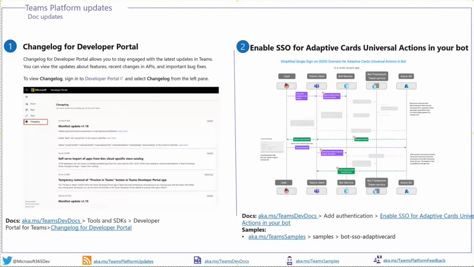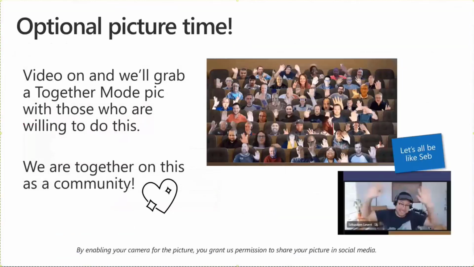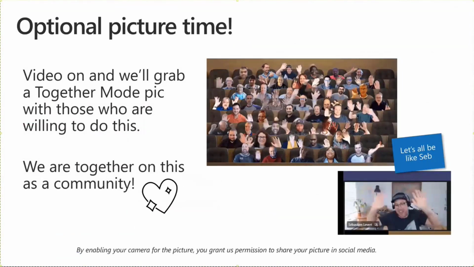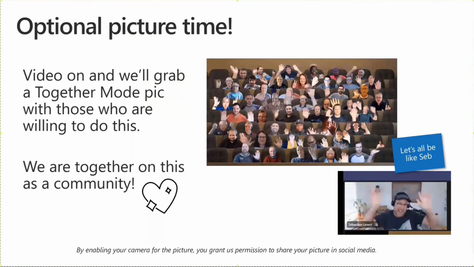Now, it's time then for Together Mode picture. So if you're willing, you can enable the camera and we'll grab a GIF animation. 50 seats in a house. I'm hearing rumors that we will have more seats soonish in these Together Mode pictures as well. So it's not limited anymore to 50, but we'll see when that will happen. A few more. Let's wait for the full house to actually arrive.